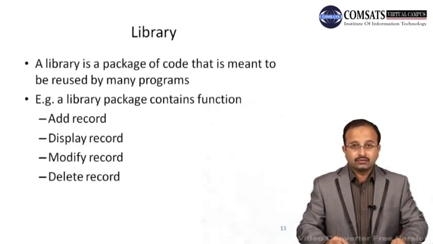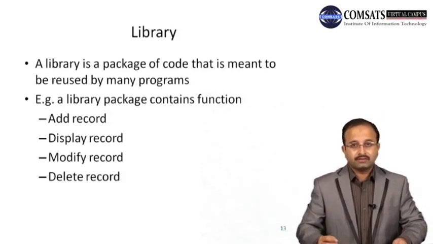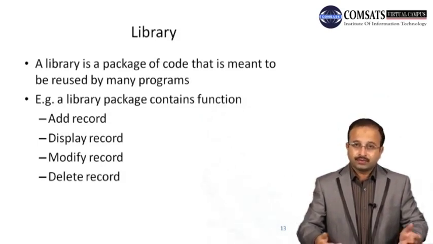So you write the definitions of all those functions in this library, and then you give this library to your client, and then your client uses this functionality without knowing the code. So he doesn't know the code, but using your library, he can use the functionality. And what is the functionality? The functionality is he can add record, he can display records, he can modify record, he can delete record, and so on.